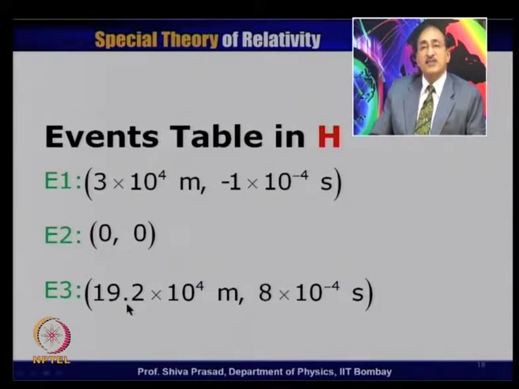It occurs at a coordinate of 19.2 into 10 to the power 4 meters, and at a time of 8 into 10 to the power minus 4 seconds. So, I have filled the event table in H frame of reference. Once I have got all this information in one frame of reference, then it is a very simple job to transform this information to any other frame. All you have to do is to use Lorentz transformation.